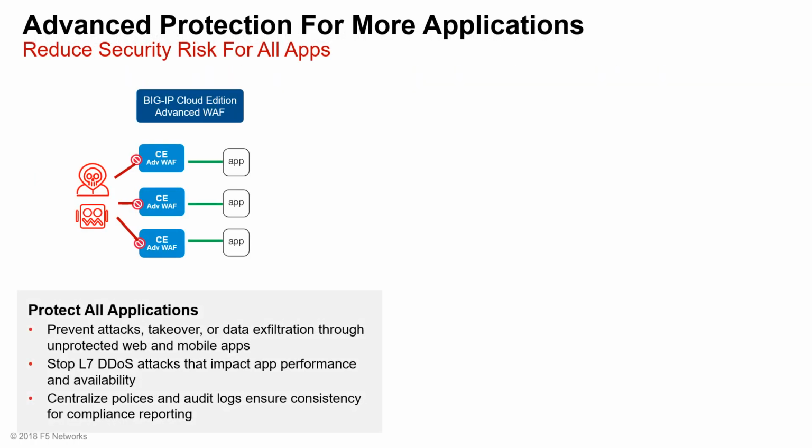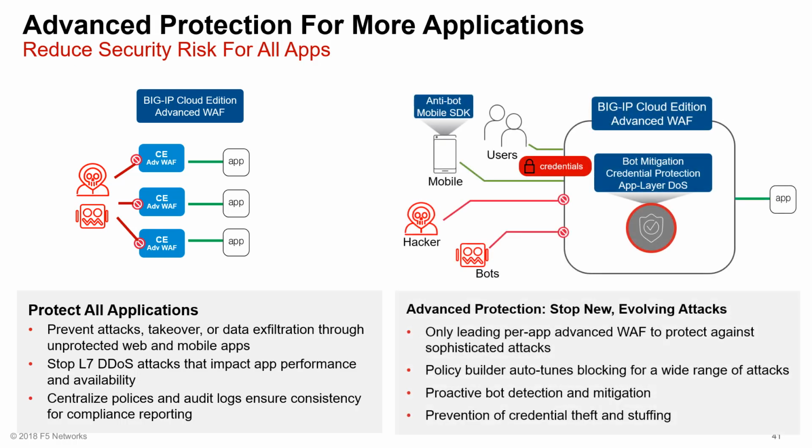So if we zoom in on per application VE on the BIG-IP Cloud Edition, BIG-IP Cloud Edition combined with Advanced WAF, we have an Advanced WAF dedicated for every application. But that's not the only thing. This dedicated WAF has all the features that we have just discussed, including the anti-bot mobile SDK, including the credential spoofing, including protection against hackers, against bots. So all the features that we have just described are there for every individual app.